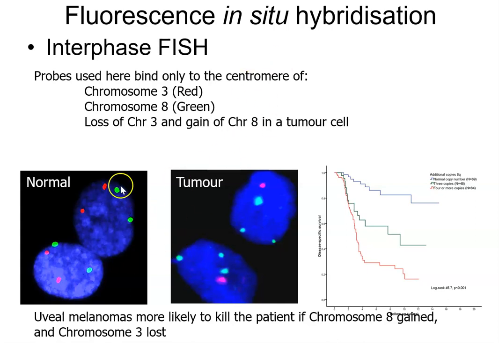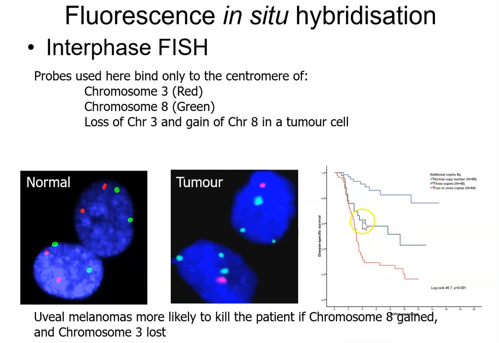So in this particular situation, chromosome 3 is in red. You can see 2 reds and 2 greens in some normal cells, whereas in the tumour cells you can see that there's 1 red signal, so loss of chromosome 3 and then gain of chromosome 8. And we see this consistently. It's the most common karyotype feature that we see in these tumours: loss of chromosome 3, gain of chromosome 8. And with this gain of chromosome 8, you can sometimes get 3, 4, 5 copies of it.